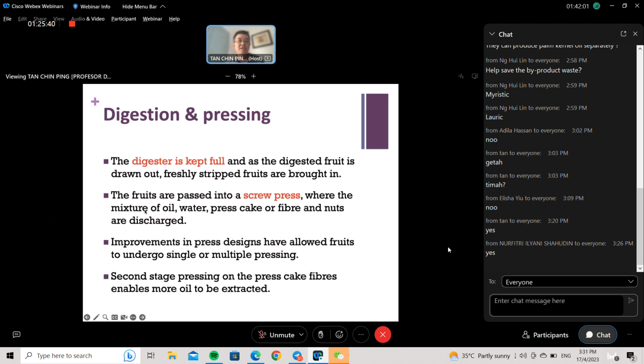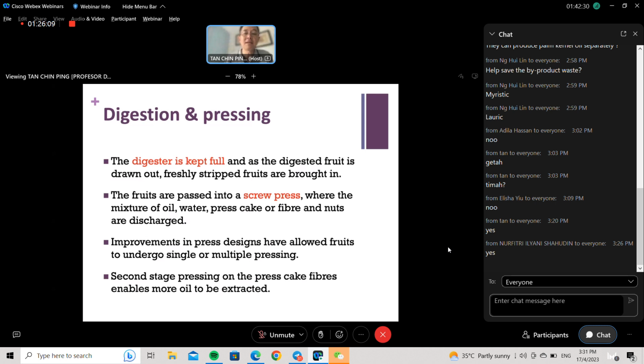So the digester is usually kept full and rotating, and then the fruit is going to pass through a screw press. It's a horizontal screw press. It's going to press. We also have a miniature of this screw press for coconut milk or santan press. You can put in your grated coconut and then you get your santan out of it. It's a screw press system.